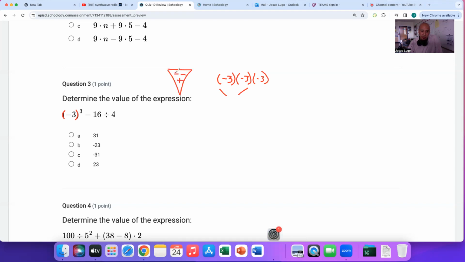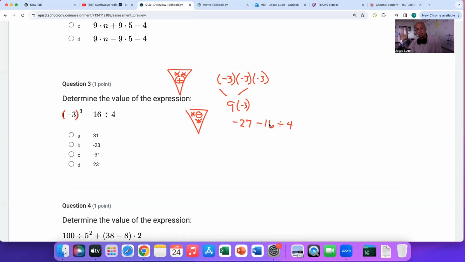Notice that we have a -3 times a negative 3. So the answer should be positive 9. But I still need to multiply that times this negative 3 right here. Now, ladies and gentlemen, let me do the Fox again. And notice that I have a positive 9 times a negative 3. So my answer should be negative 27, leaving me with negative 27 minus 16 divided into 4.